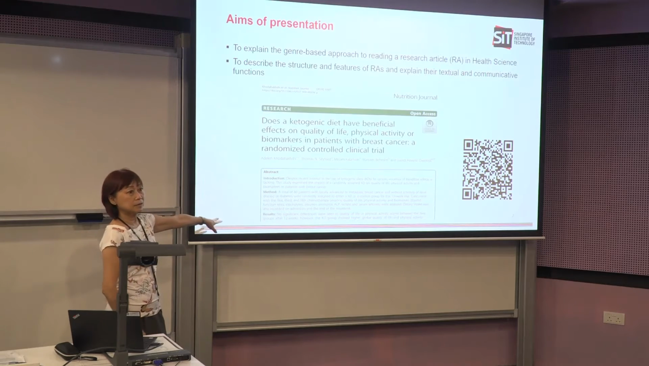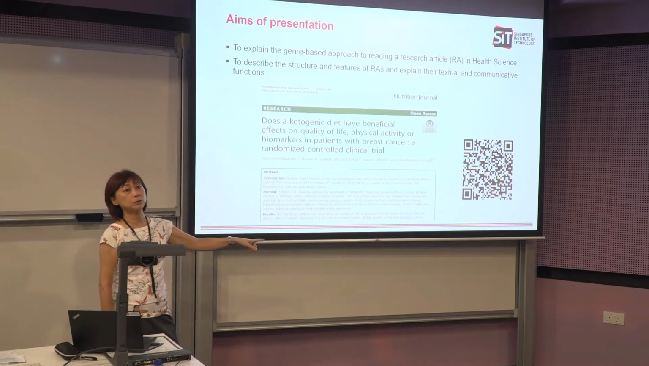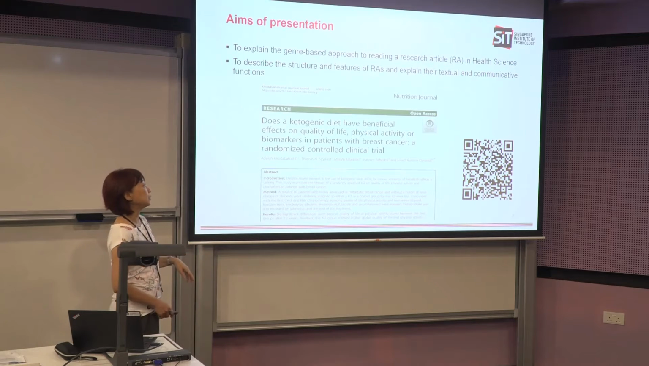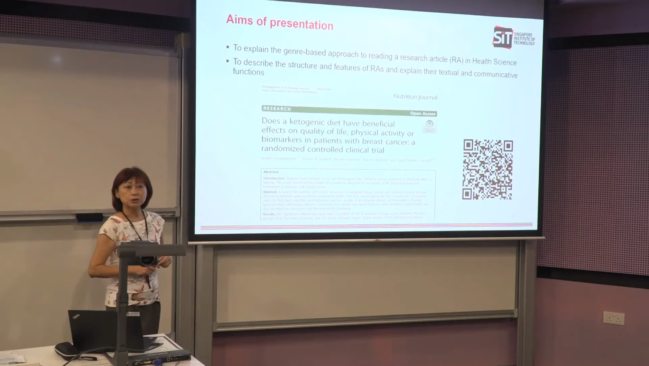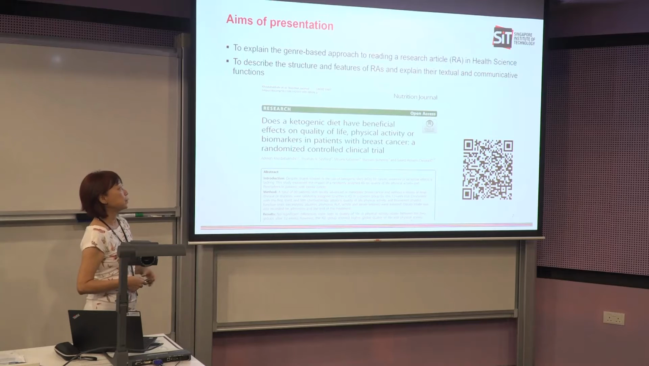This is the article that we're using. You can access it by using the QR code so that you can see the examples more clearly from your phone. Okay. So it's about a randomized controlled trial on the benefits of a ketogenic diet on quality of life and so on. All right, so we'll come back to this again, no worries.